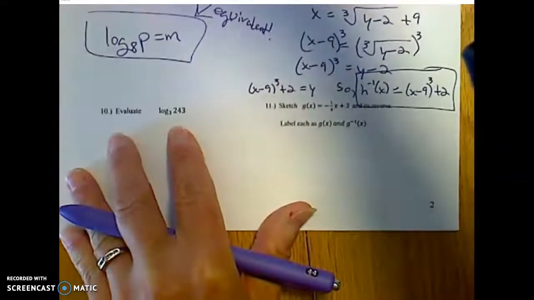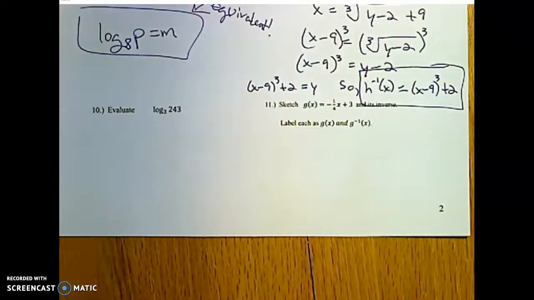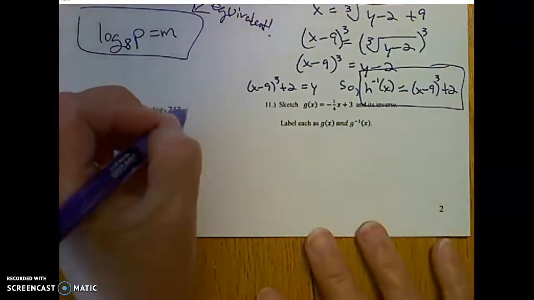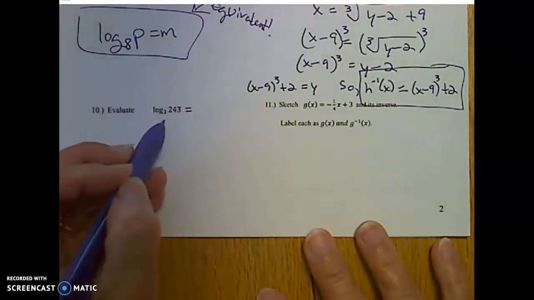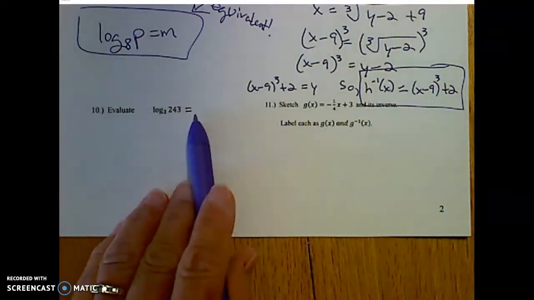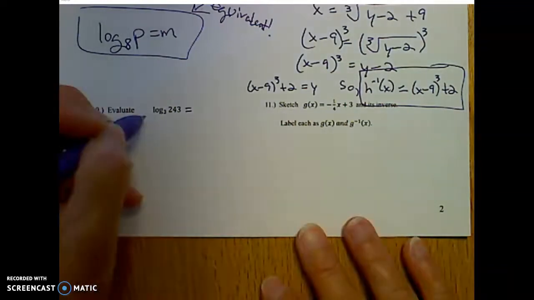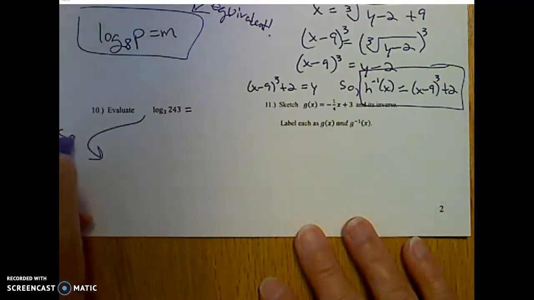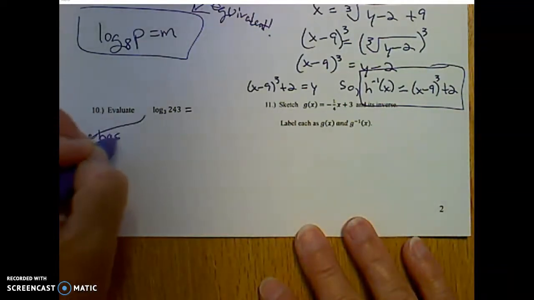Now what? Evaluate this logarithm. Okay, what does that mean? That means what does log base 3 of 243 equal? What would that number be? I'm going to rewrite this. I'm going to same base switch it again.